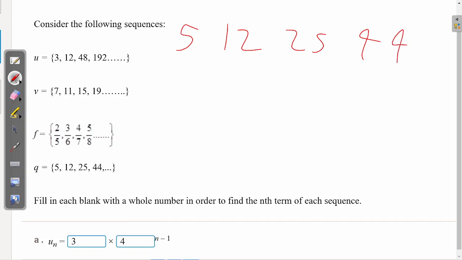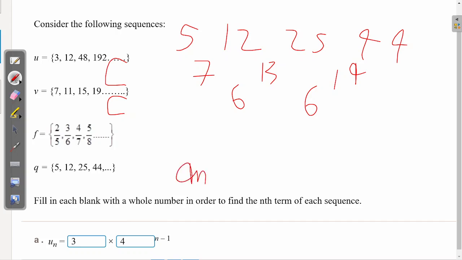So 5, 12, 25, 44. 12 minus 5 is 7. Then 25 minus 12 is 13. 44 minus 25 is 19. Then 13 minus 7 is 6, and 19 minus 13 is 6. We found that the differences are equal, so we stop here. This is the first difference, this is the second difference. When the second difference is equal, it's quadratic, which means it takes the form an squared plus bn plus c.